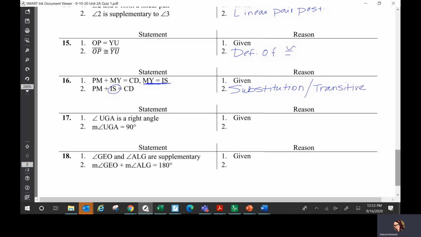Okay, number 17, angle UGA is a right angle. So the measure of angle UGA is 90 degrees. What's that? Definition of right angle. And number 18, angle GEO and angle ALG are supplementary. So those two added together equal 180. That is just the definition of supplementary angles.